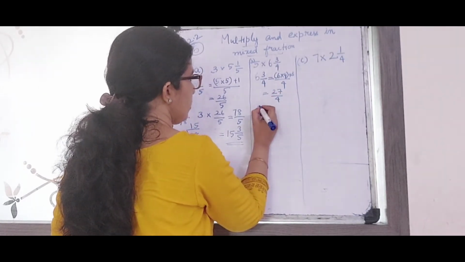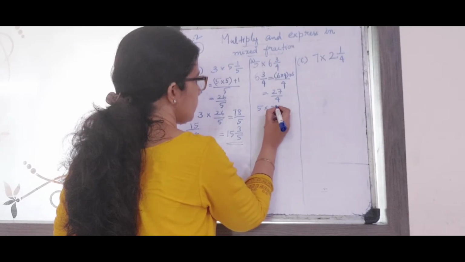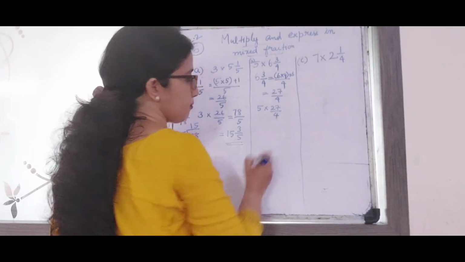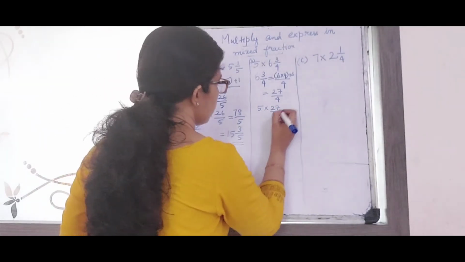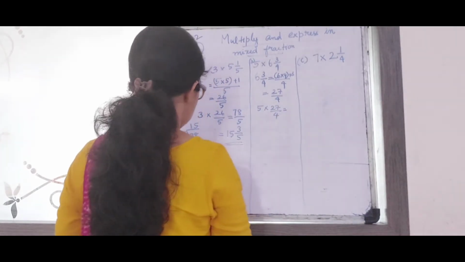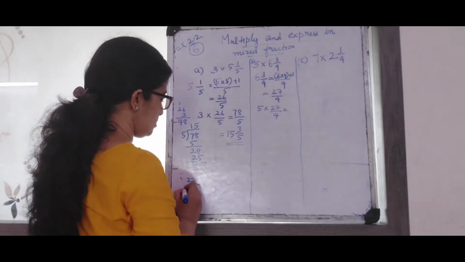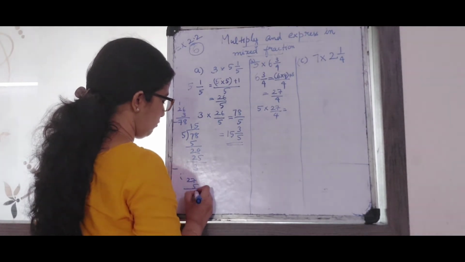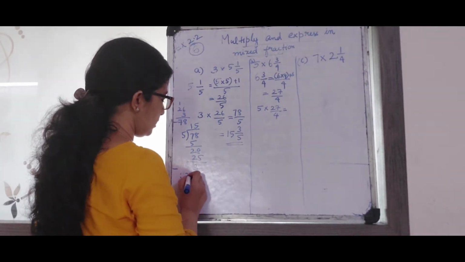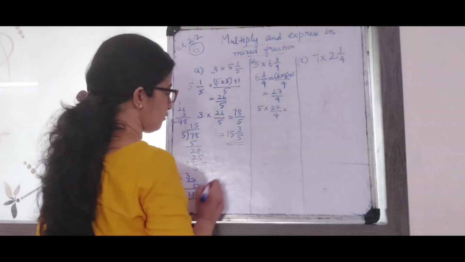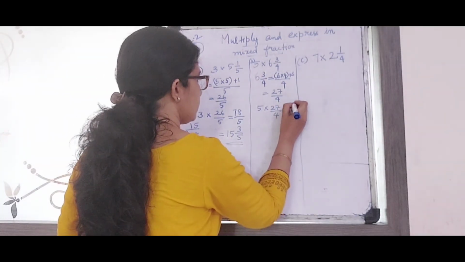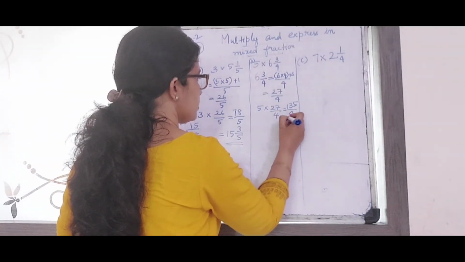Now what is the problem? 5 into 27 by 4, which is equivalent to 5 into 27. 27 into 5 is 135. 5 2s are 10, 13, 135. So 135 by 4 is the answer.